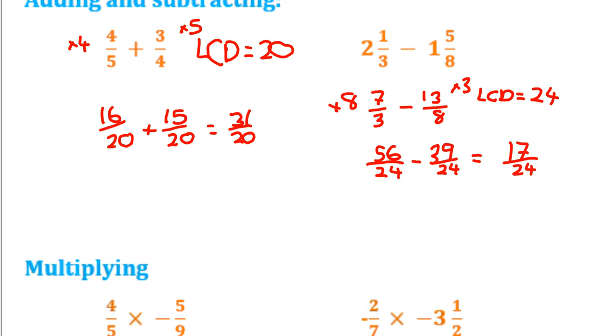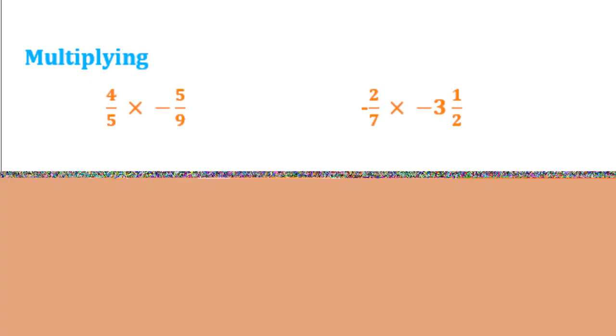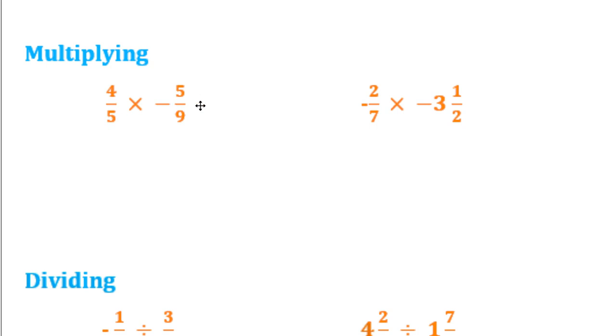Multiplying. Multiplying is so nice. Multiplying is just multiply the numerators, multiply the denominators. You can see that because it's a positive times a negative, it's going to be negative overall. You can do a thing called cancelling down first. So I'll show you the cancelling down method to begin with.